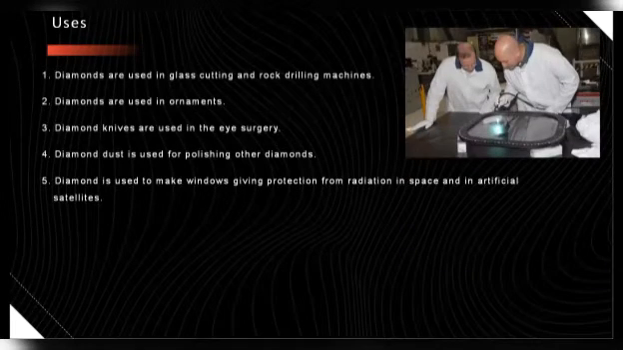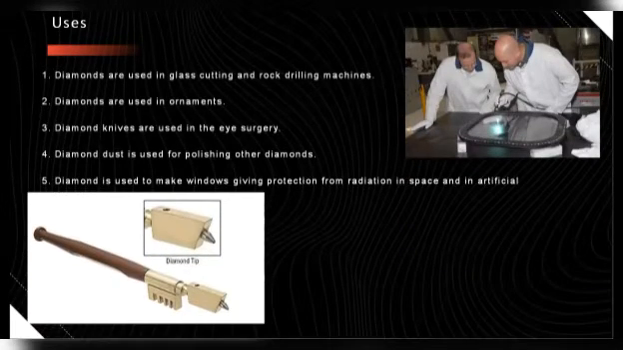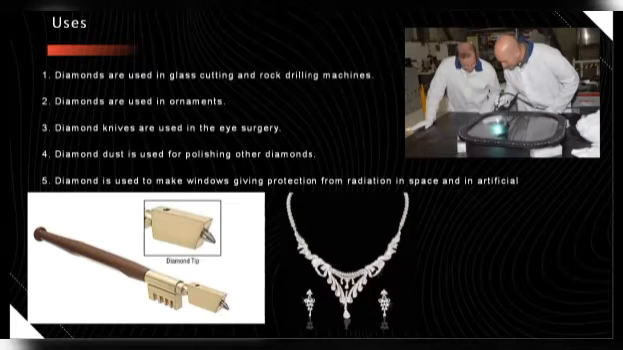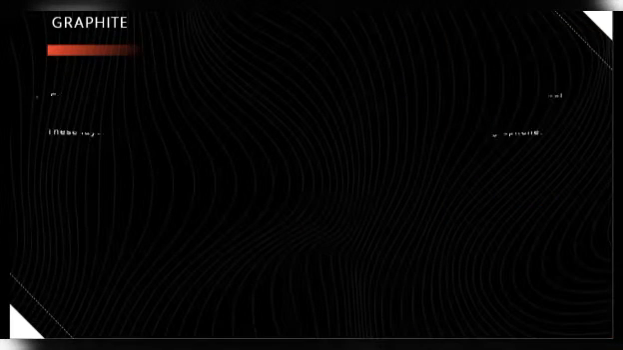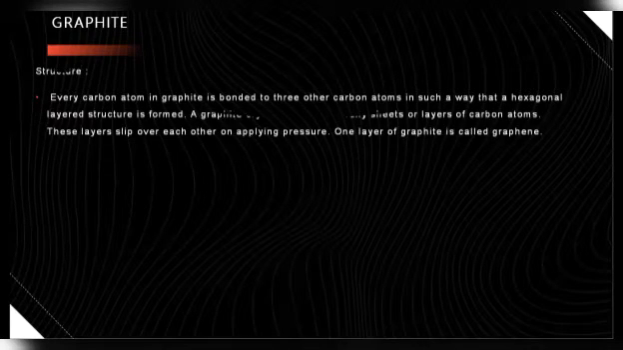Diamonds are used for various purposes, such as for glass cutting, in ornaments. Diamonds are also used as knives for eye surgery. Diamond dust is used for polishing other diamonds, etc. The next crystalline form of carbon is graphite. Graphite is found in the natural state in Russia, New Zealand, America and India.